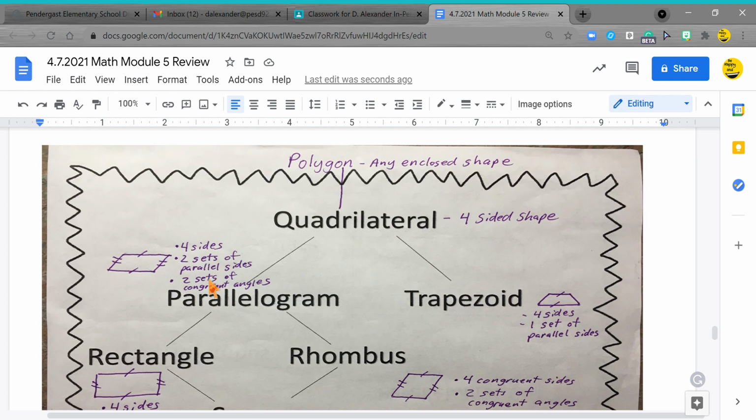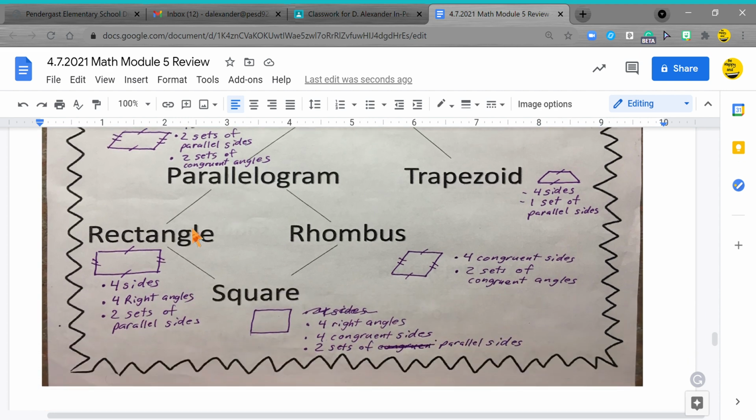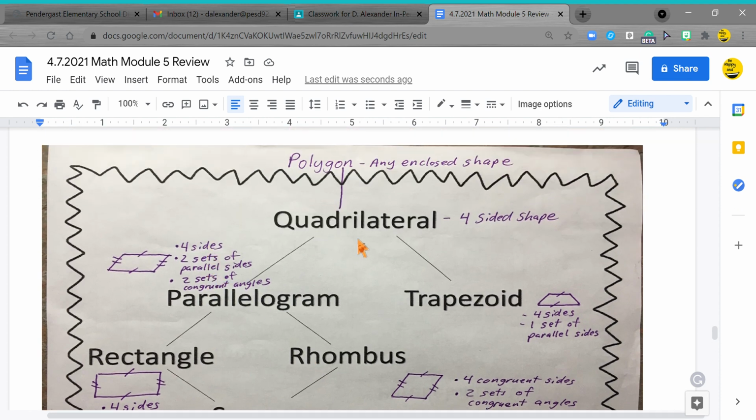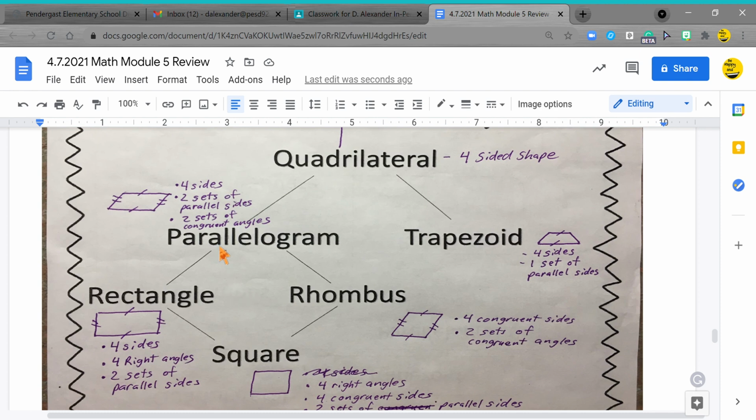Let's look at parallelogram. It has 4 sides, 2 sets of parallel sides, but it has 2 sets of congruent angles, which is important. And under parallelogram, we have rectangle and rhombus. Now remember, a parallelogram is known as a quadrilateral, but a quadrilateral is not known as a parallelogram because parallelogram is a special type of quadrilateral. So underneath parallelogram is a rectangle. Yes, a rectangle can be known as a parallelogram, but a rectangle is a special parallelogram. It has 4 sides, 4 right angles, and 2 sets of parallel lines.